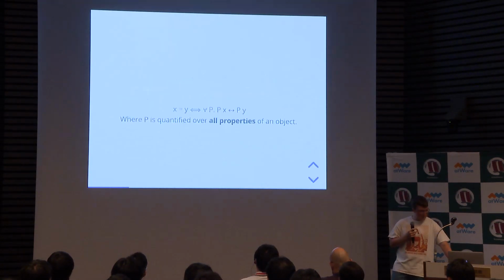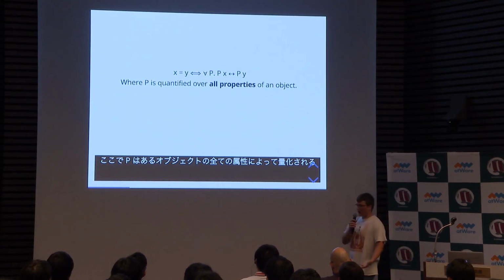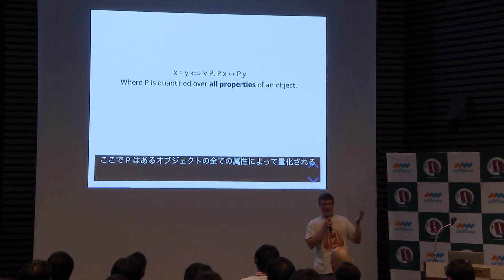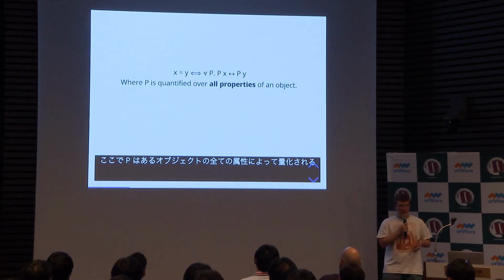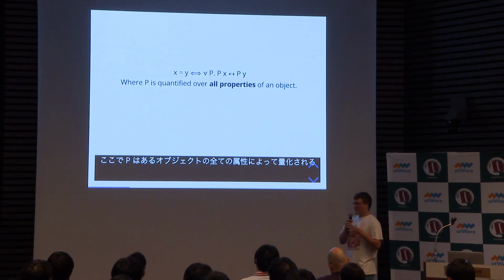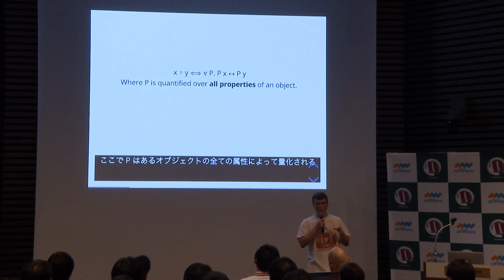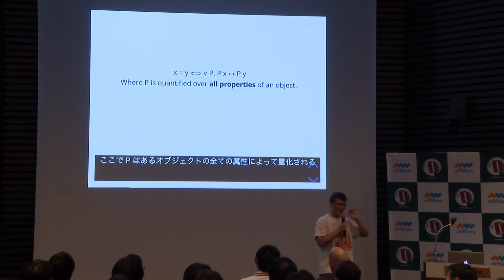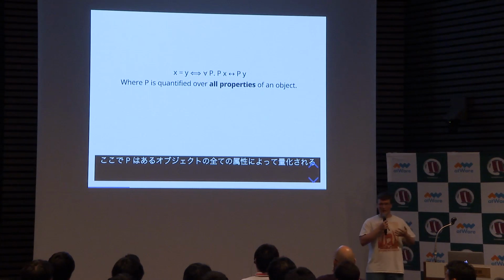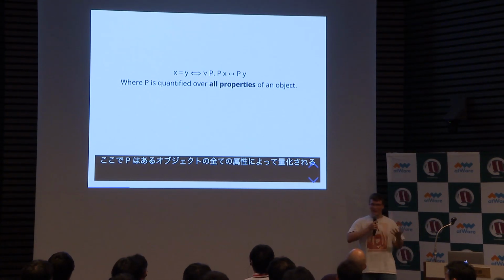We can express it logically. We can say that x is identical to y if and only if, for all properties p, p of x is the same as p of y. And the important clarification here is that p ranges over all properties of an object that we care about. And you'll see how this significantly affects what kind of things we consider to be identical and what kind of things we consider to be different.